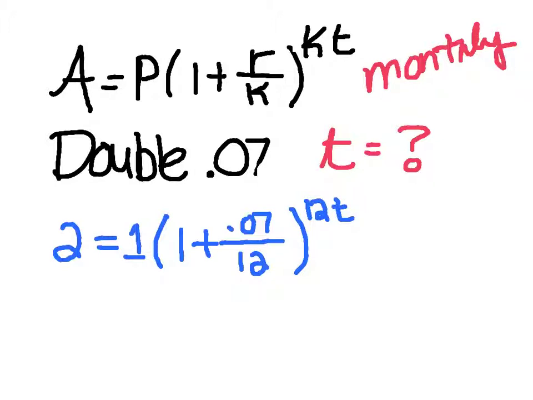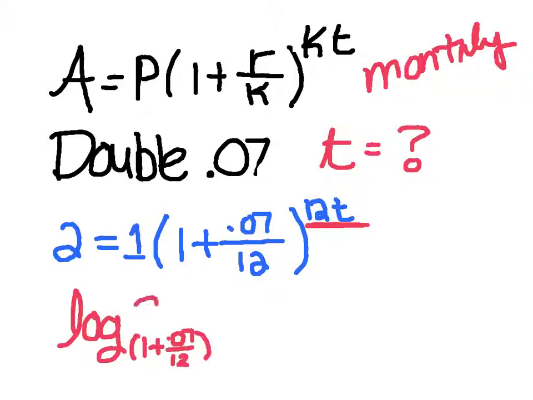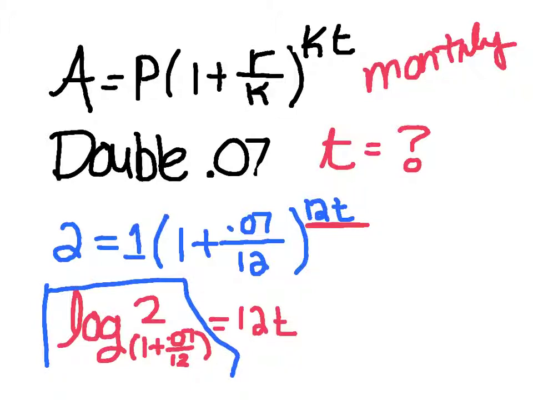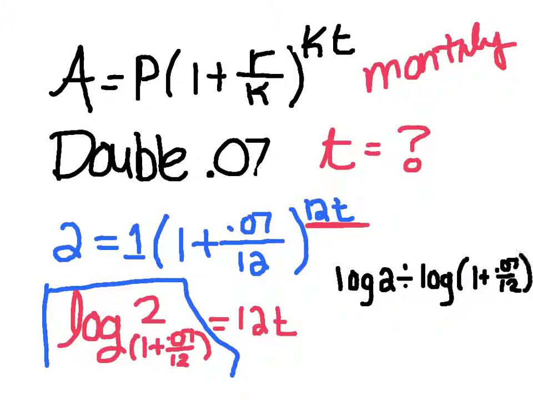So what you have to do is solve something that has an exponent as the variable. And really, you could just think of this as log with a base of 1 plus 0.07 over 12 of 2 equals 12t. And as long as you can type this into the calculator, you're golden. If you don't know how to type that in, you would type it in as log of 2 divided by log of 1 plus 0.07 over 12. You will still need to divide the whole thing by 12, by this 12 at the end to get t, but that should be pretty easy.